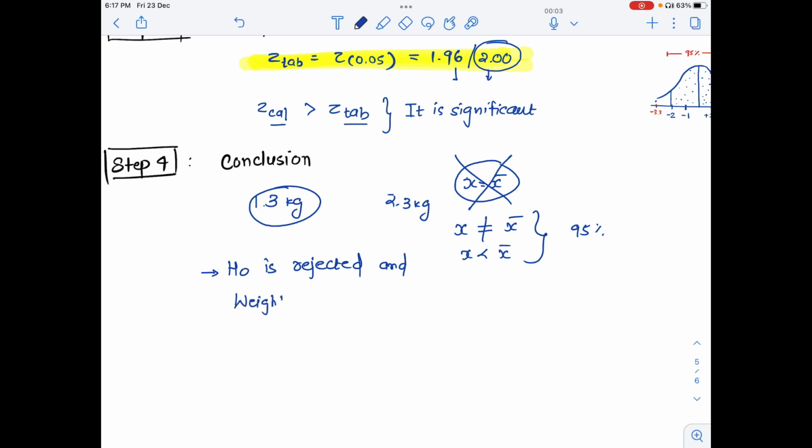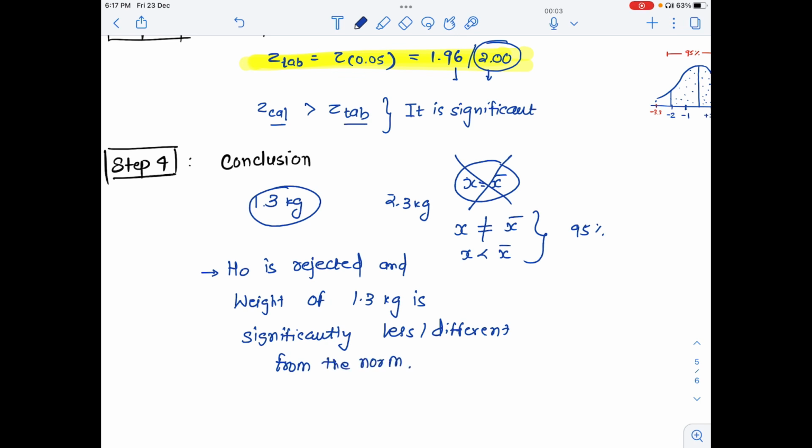weight of 1.3 kg is significantly less or different from the norm. And this will mark the end of this problem.